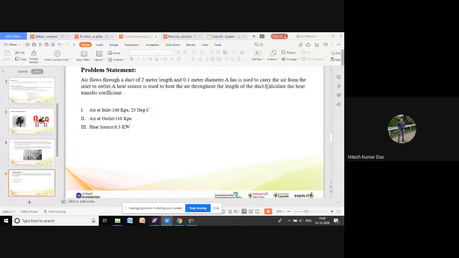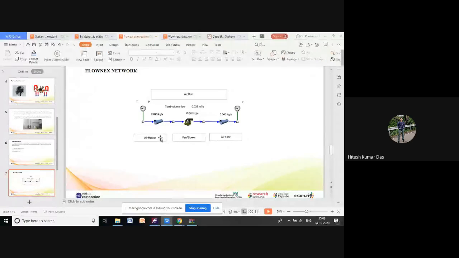And here we need to calculate the heat transfer coefficient, which is h. For the air inlet we are using parameters as pressure 100 kilopascal and temperature as 25 degrees Celsius. And for air outlet we are using pressure as 110 kilopascal and heat source we are using 0.3 kilopascal.